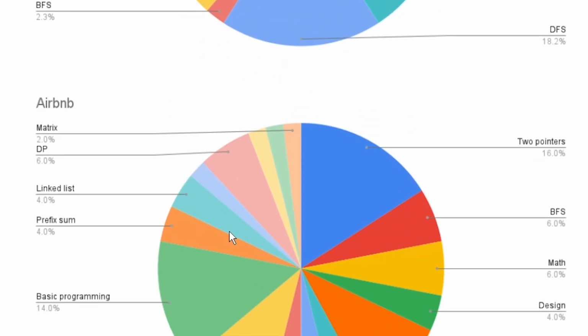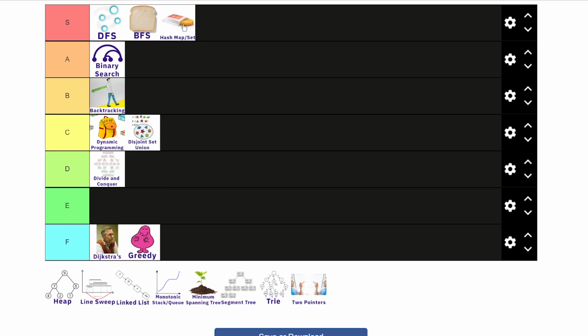So what we're going to do is I'm going to say this is an S tier data structure just because it's so common, and the rate of return for learning about hash maps and hash sets is just really high.